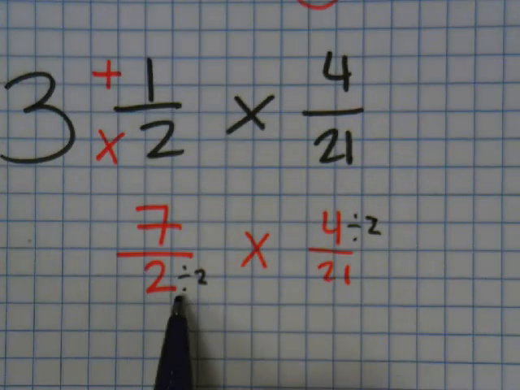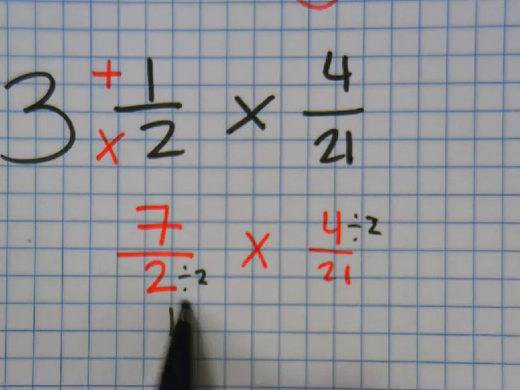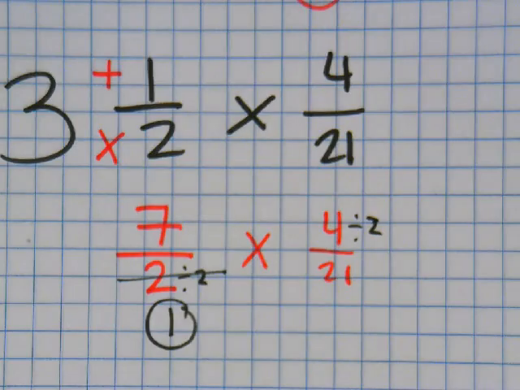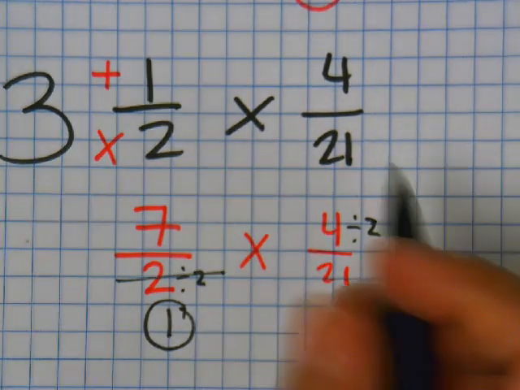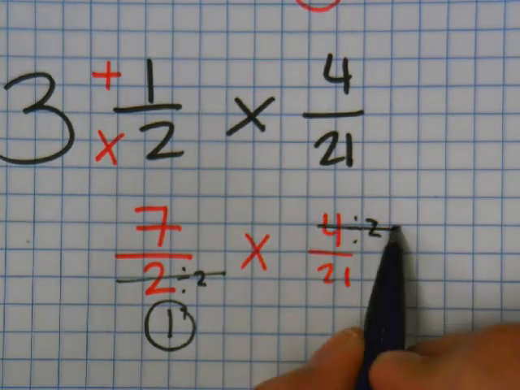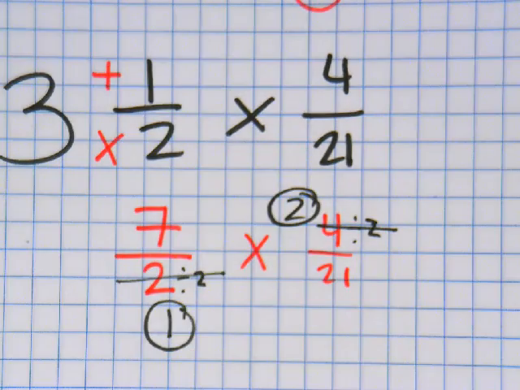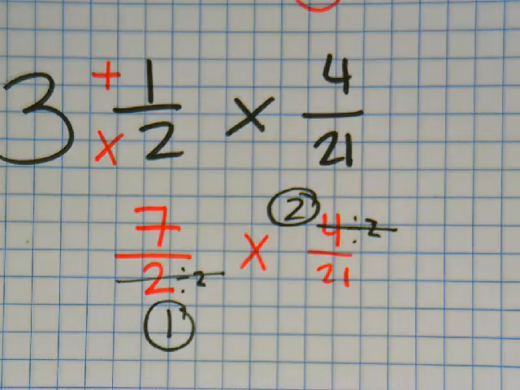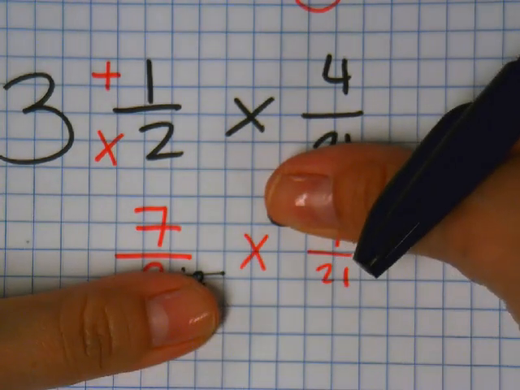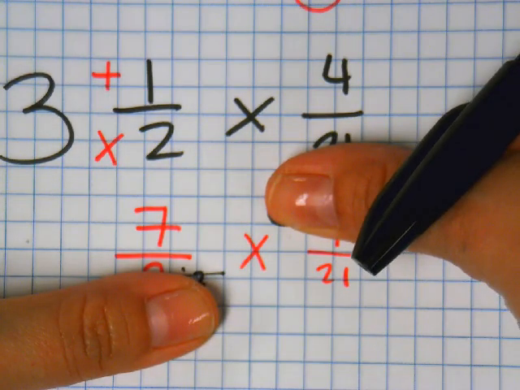What's 2 divided by 2? 1. Cross that out. We no longer use it. What's 4 divided by 2? 2. Okay, check the other corners. 7 and 21. What can I divide 7 and 21 by? 7.